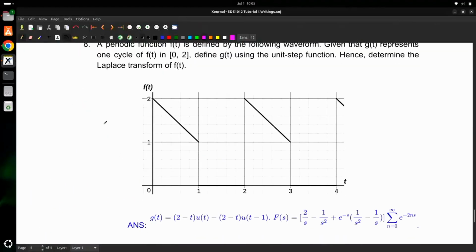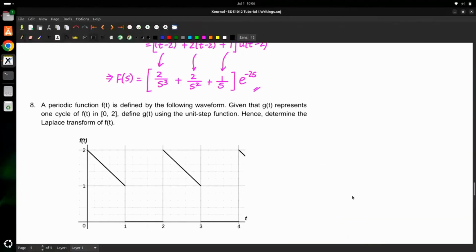Anyone managed to do question 8? No? So in question 8, you have a periodic waveform. So they tell you the function is periodic. Okay? So the periodic function is comprised of a series of cycles. Then g of t is representing one cycle in 0, 2. So if I underline the g of t function, it is actually this part. So it's just repeating g of t.